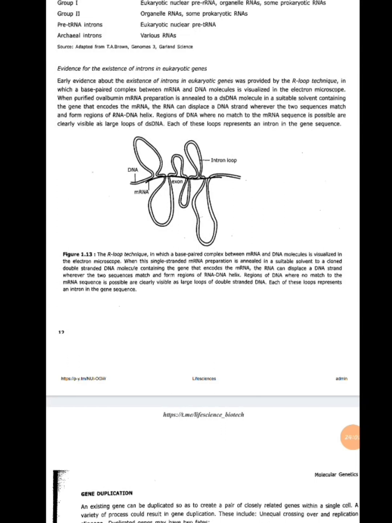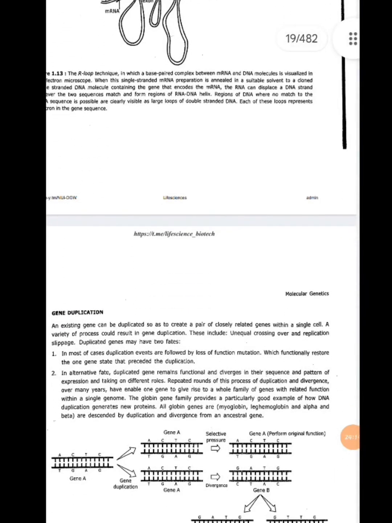So this was about the kinds of exons and introns, genes, and the transposable elements, retrotransposons. In the next video, we will start with gene duplication.